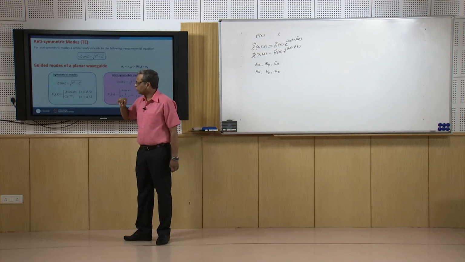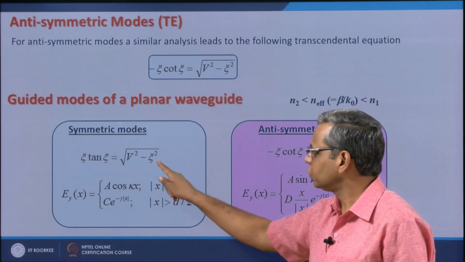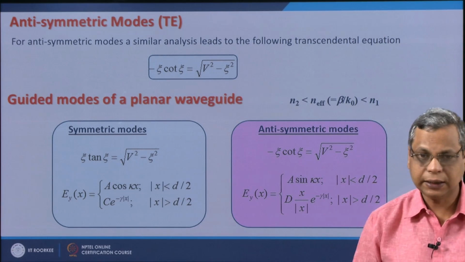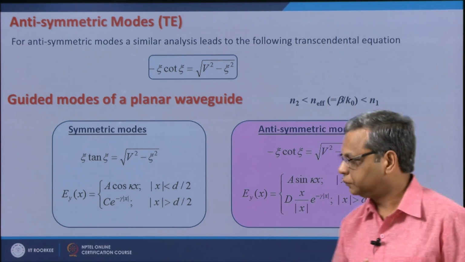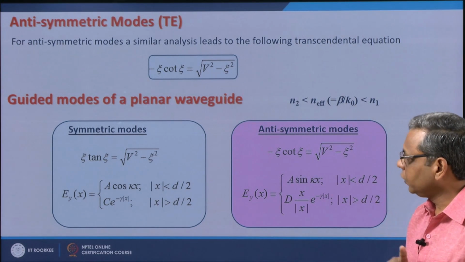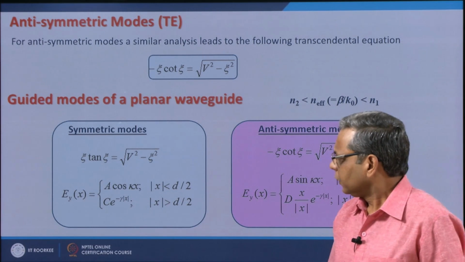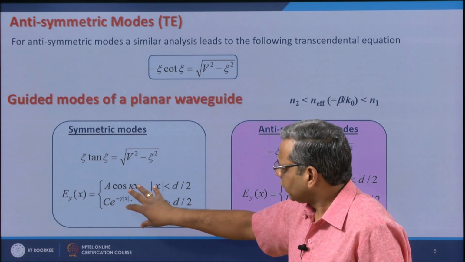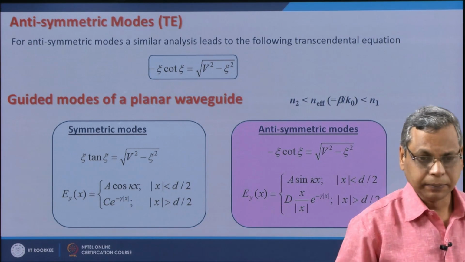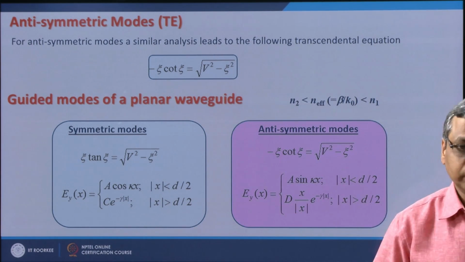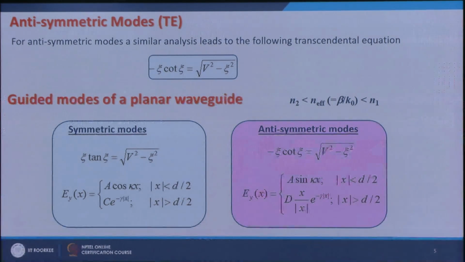So, by solving these equations, first I need to get the values of beta. Only certain values of beta, or certain values of xi, are allowed. I first need to find those values of beta, and from those values of beta I can find kappa and gamma. Those values I put here in the field, and then I get the modal field. That is how I will get the complete solution for the modes of a planar dielectric waveguide.